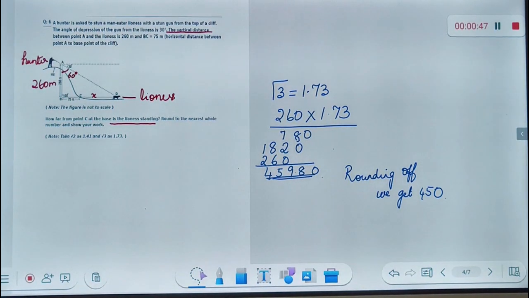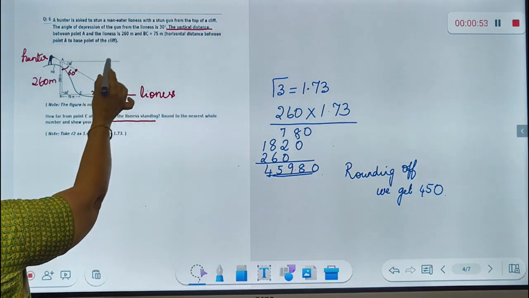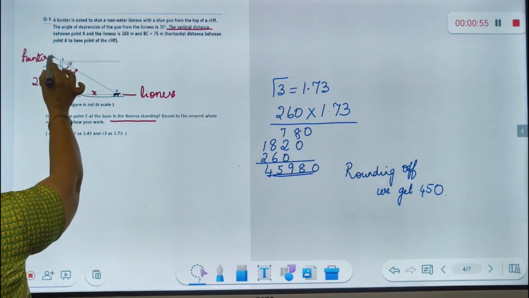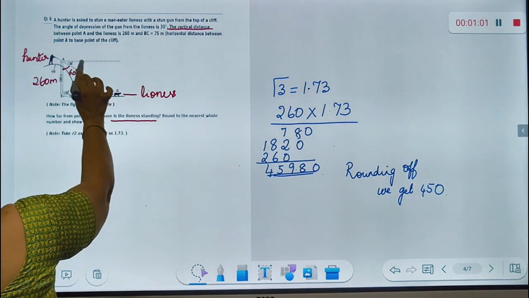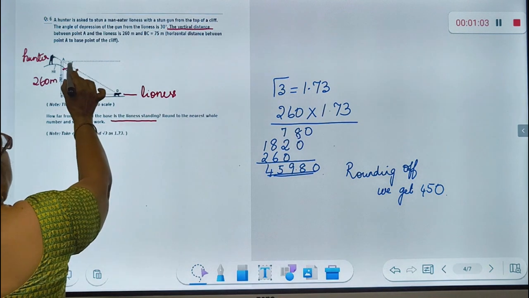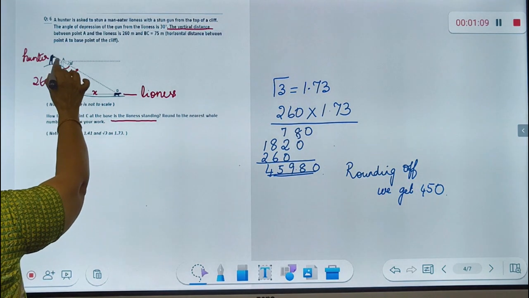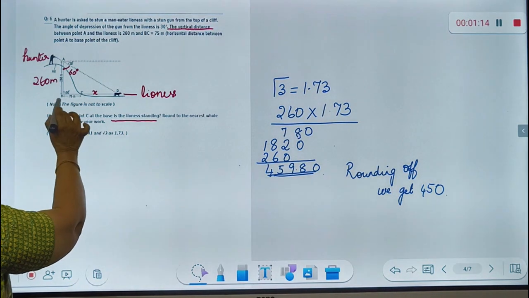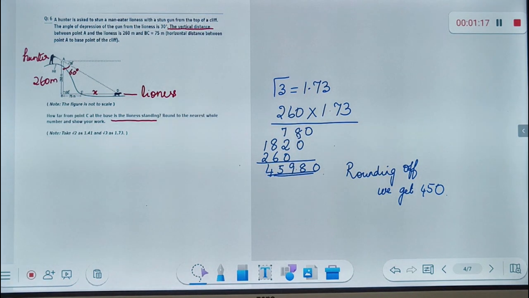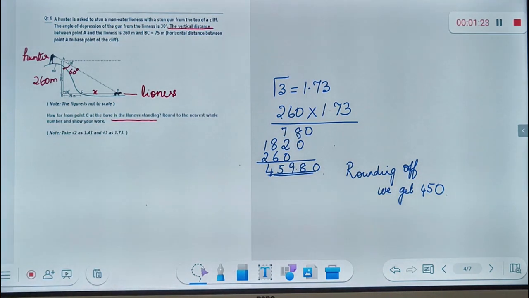Consider this problem. A hunter is asked to stun a man-eating lioness with a stun gun from the top of a cliff. So the man is here. The angle of depression of the gun from the lioness is 30 degrees. So you can see this angle is 30. The vertical distance between A and the lioness, so the height, is 260 meters. And BC is given to be 75 meters. How far from the point C is the lioness standing? Round to the nearest whole number and show your work. So that is the question.